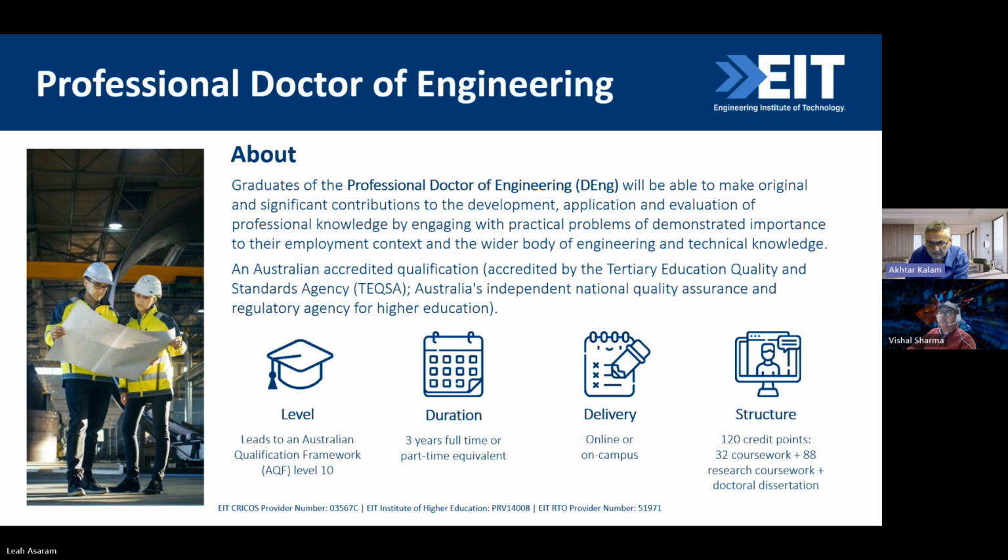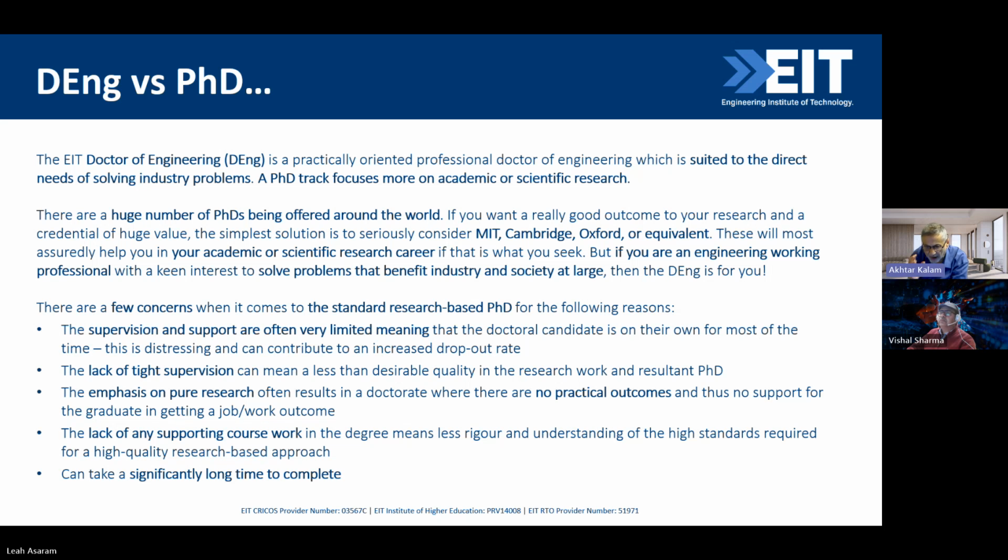Whereas a PhD program is more academic in nature or has more scientific research. There are a lot of PhDs being offered all over the world. If you want to ask my opinion, if you want to do a PhD, go to MIT, Cambridge, Oxford, or something like that. There you will get the academic or scientific research centers where you will get your PhD. But if you are an engineer working in an engineering environment and interested in solving problems which solve the industry problem and help the society at large, then DEng is what you require.